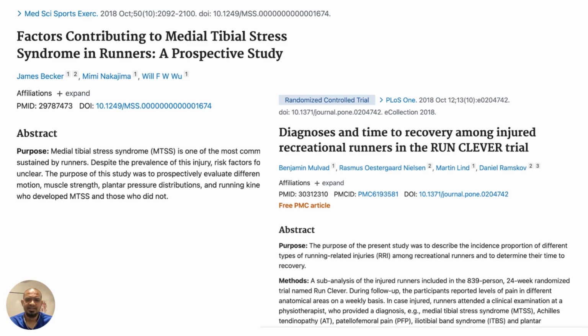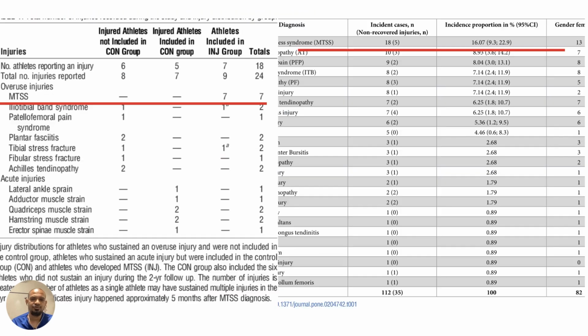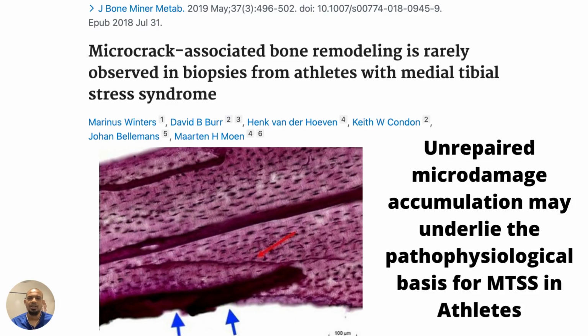And in the incidence, two of these papers, by Becker et al. and Mulwad et al., have shown that medial tibial stress syndrome is most common in running-related injury, but the exact nature of the condition isn't well understood. In both these papers, MTSS has been shown to be the number one cause of pain in most of the athletes. Now, running, how does it happen?